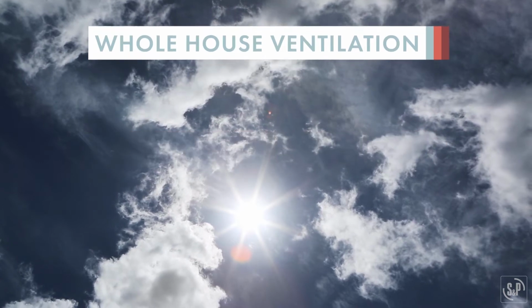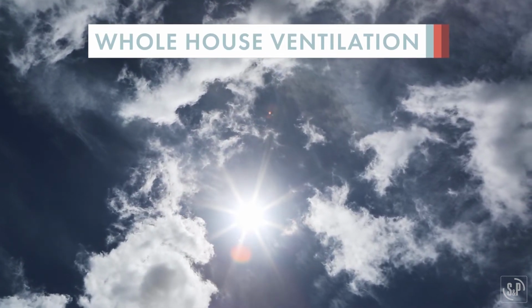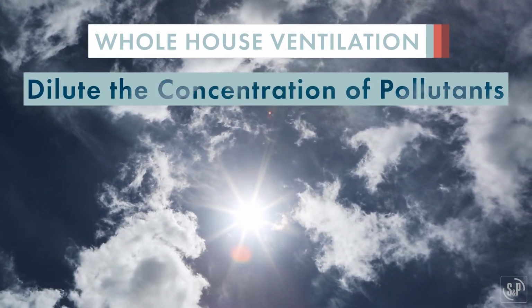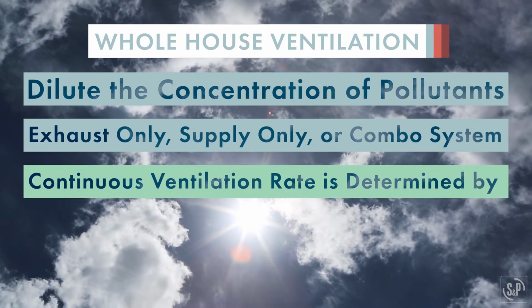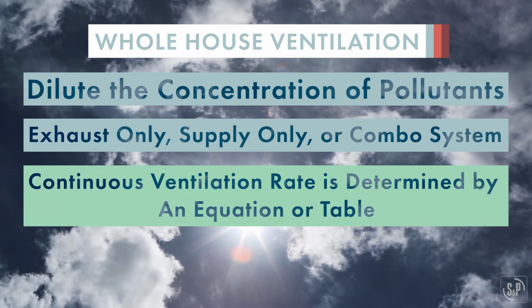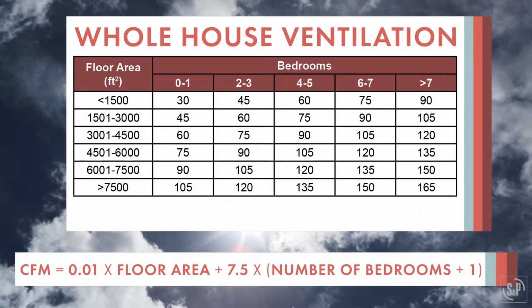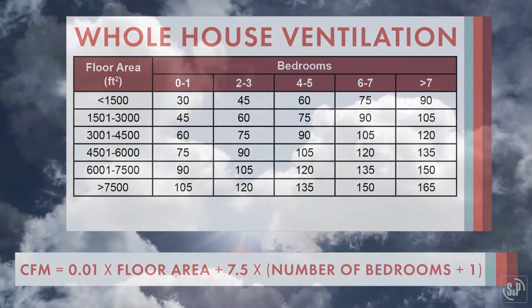The first basic requirement, whole house ventilation, is intended to dilute the concentration of pollutants through either an exhaust-only, supply-only, or combo system. The continuous ventilation rate is determined by either an equation or a table. This can be a little confusing for someone not familiar with these ventilation requirements. So let's do a quick example.